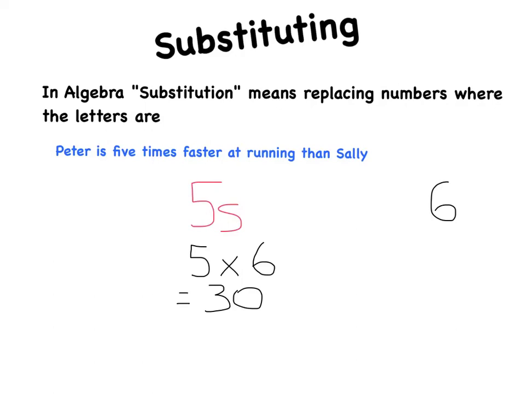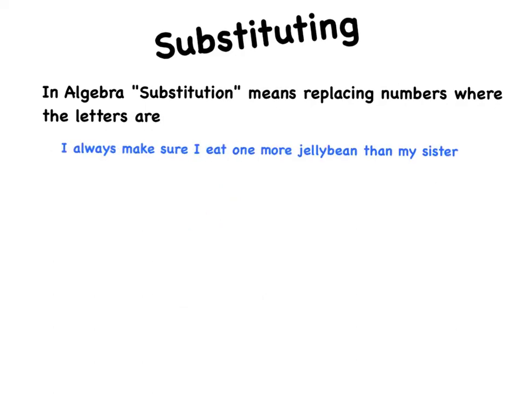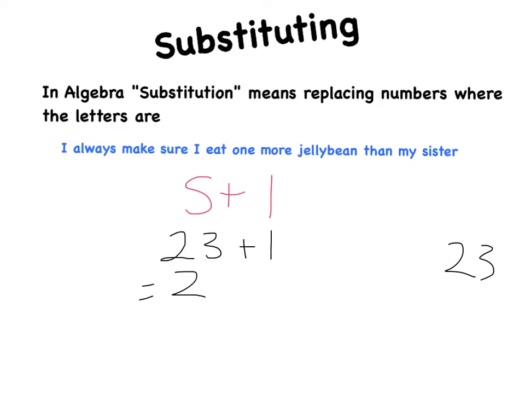Let's look at another example. So this one, I always make sure I eat one more jelly bean than my sister. And I think we worked that out as S add 1. Okay. If my sister ate 23 jelly beans, how much did I eat? Again, we simply add that into the formula. So S is my unknown, and I've just been told my sister has eaten 23. So I simply translate that as 23 add 1 becomes 24. Okay, it's not too hard, guys. It's just substituting in. So let's have a look at some more tricky examples.